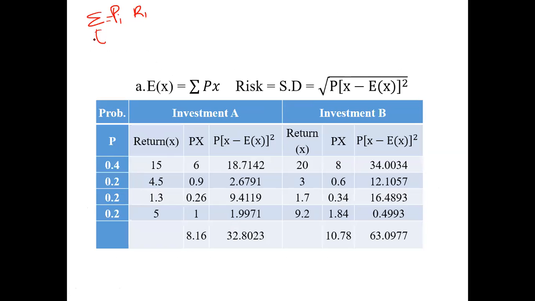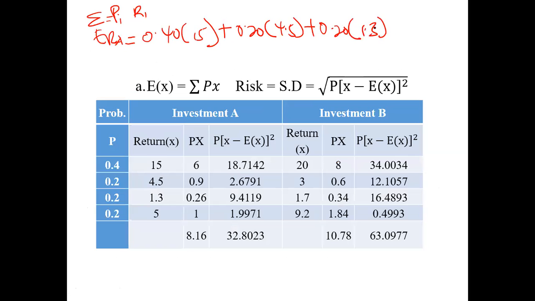Okay. So the expected return on asset A, the first probability was 0.40. Its associated return is 15. The second probability is 0.20. Its associated return is 4.5. The third probability is 0.20. Its associated return is 1.3. Then the final probability was 0.20. Its associated return is 5. And that is for asset A. When you multiply this and you sum it up, you are going to get 8.16%.